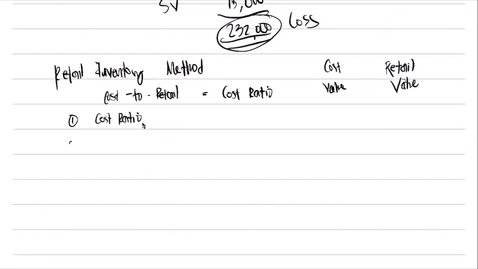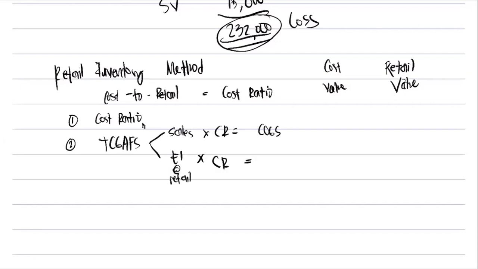And out of your cost ratio, we get your total cost of goods available for sale. We get the sales multiplied by your cost ratio. This is your cost of goods sold. And then your ending inventory is equal to your EI at retail multiplied by your cost ratio. So this is your ending inventory.